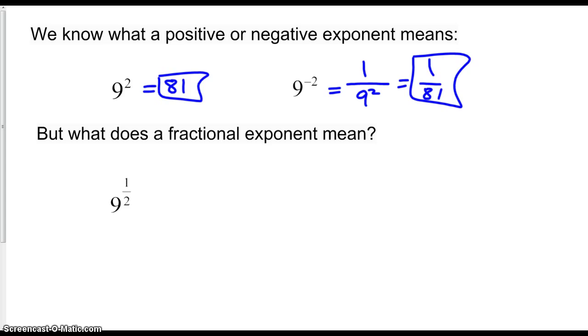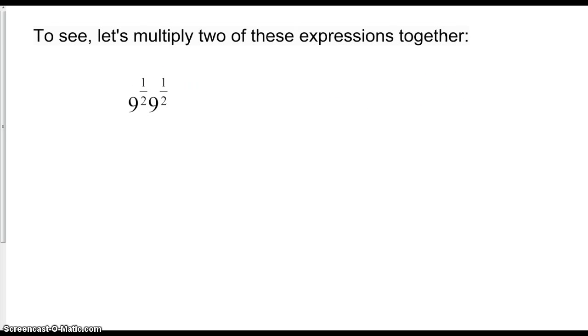Okay, to investigate that, I'm going to write two of those next to each other and then use our exponent property to see what has to happen. Let's say I have 9 to the 1/2 multiplied by another 9 to the 1/2. Hopefully you'll agree that that's the same as 9 to the 1/2 plus 1/2 because we would add the exponents. And that means 9 to the 1, which is just 9. So this whole thing has to equal 9.